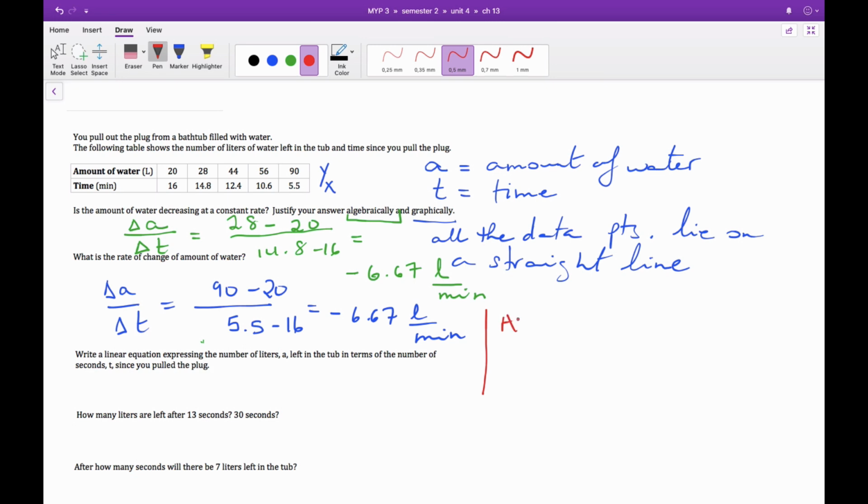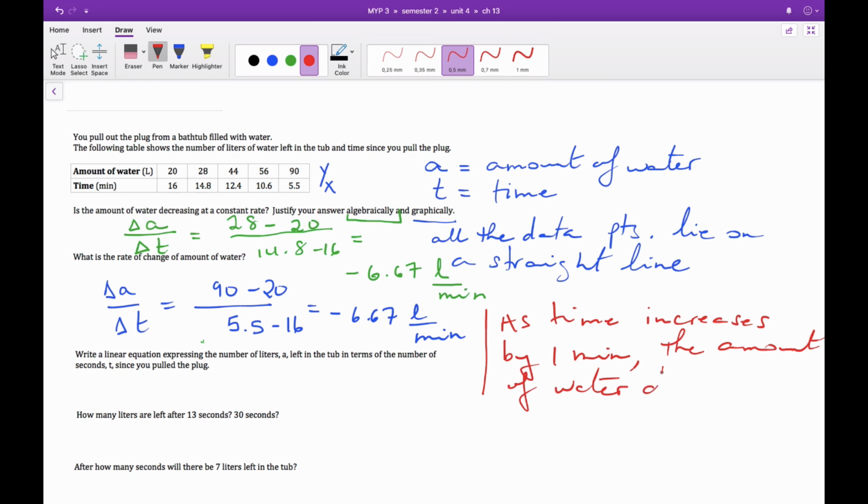So I would say, as time increases by 1 minute, the amount of water drains on average by 6.67 liters. That sentence actually makes good sense to me. As time increases by 1 minute, the amount of water drains on average by 6.67 liters. We can also say the amount of water decreases.